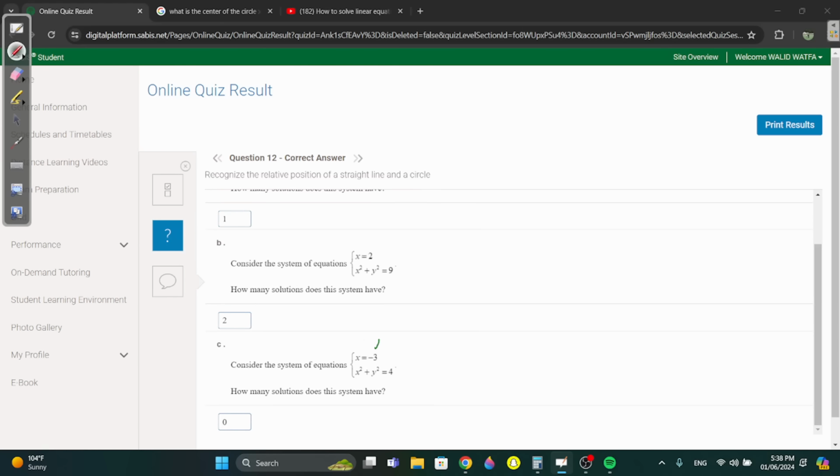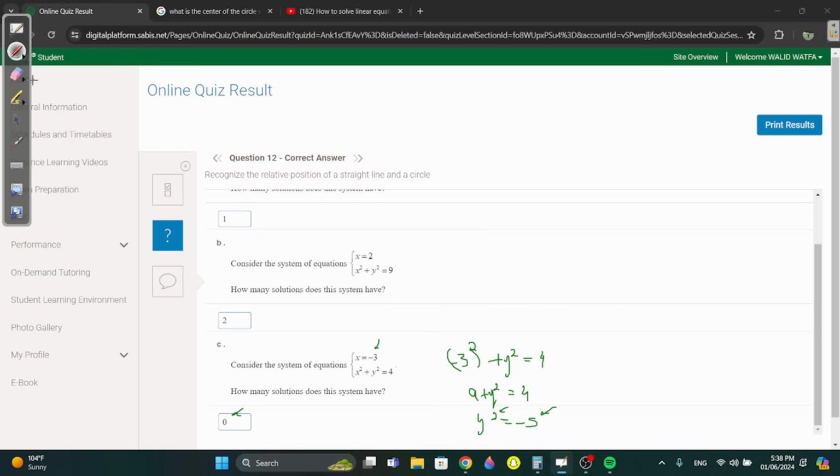Again, same thing. Substitute negative 3. Negative 3 squared plus y squared equals 4. 9 plus y squared equals 4. y squared equals negative 5. And obviously you all know that it has no real solutions, since it's a negative number and you have a square root of a negative number. No real solution.